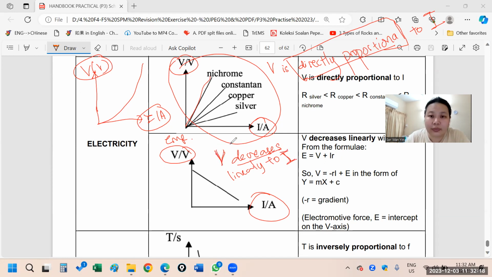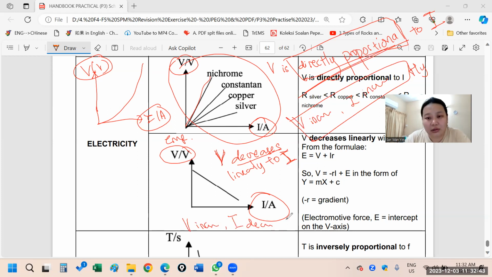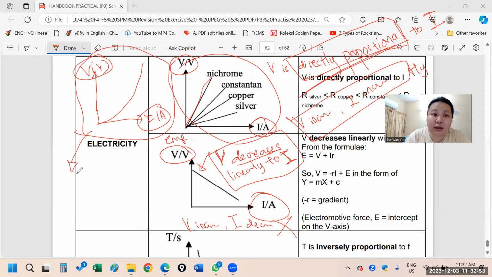Can. But you cannot say this, V increases, I increases. That is a hypothesis only. It means you guess. You are not sure how much it will increase or decrease. But after you draw the graph, you can know how much already. So this one, if you say V increases, I decreases, sorry, no. Must use your maths knowledge to tell the relationship. And how about this if it is a curve graph?